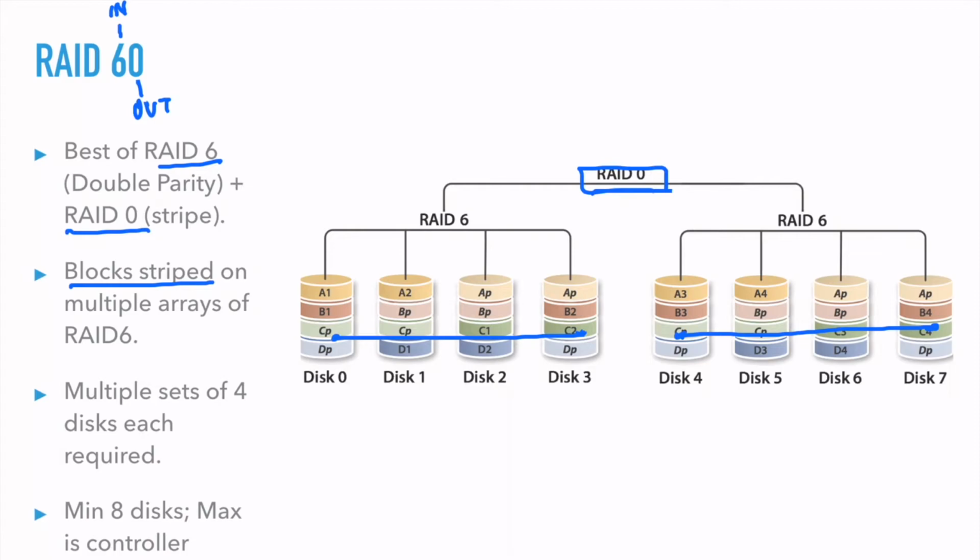So in this case, data would be alternated between the two sets. A1, A2 would be sent over here, A3, A4 would come over here. So you're sending different sets of data, alternating between the sets, and within the RAID structure, your horizontal and diagonal parity would be generated to create a stronger fault tolerance. Multiple sets of 4 disks are required, minimum 8 disks, max is controller dependent.